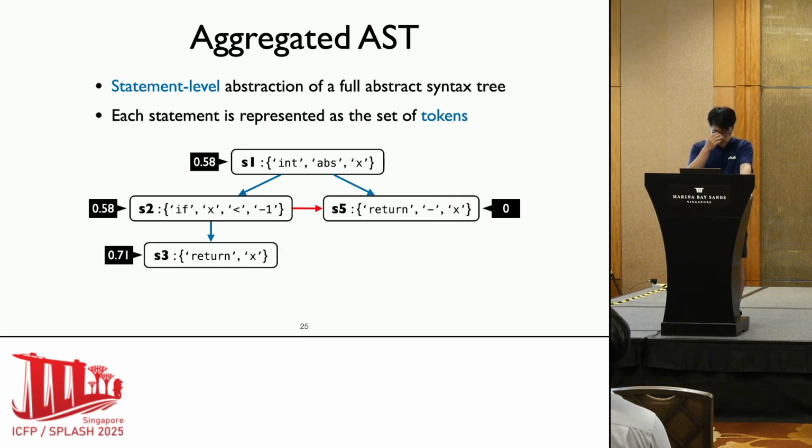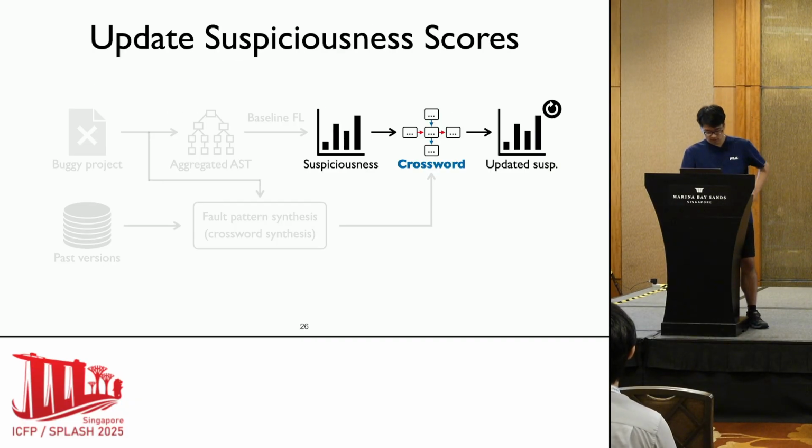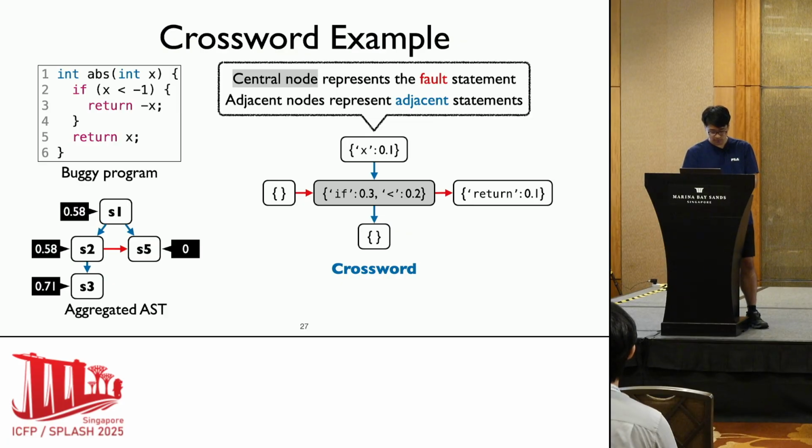Here, since each node corresponds to a statement in a program, we can map the suspiciousness score of the statement onto the corresponding nodes. Now, with the aggregated AST, where scores are mapped, PAFL updates the suspiciousness score of each node by applying the crossword. So let me explain how the suspiciousness scores are updated using a crossword.